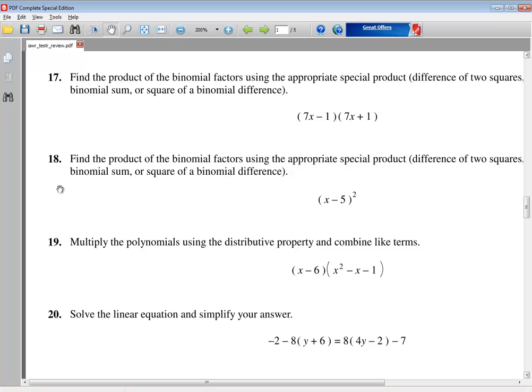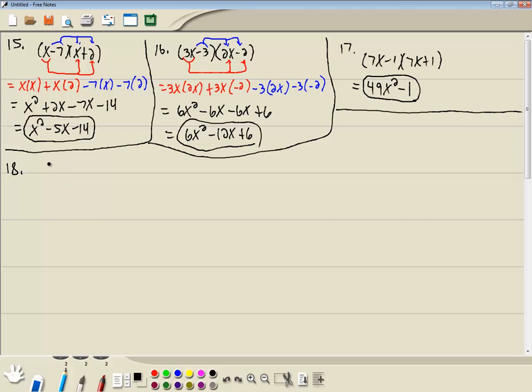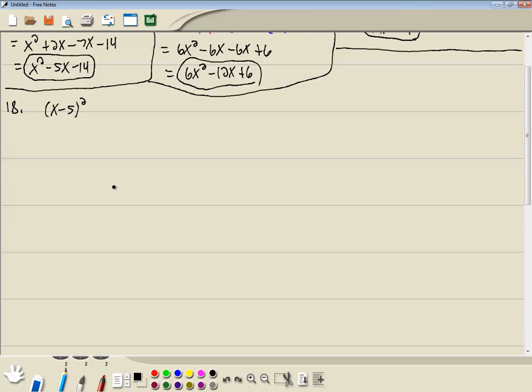Number 18. We got x minus 5 squared. On this one, x minus 5 squared, we're going to have to rewrite it. We'll rewrite it as x minus 5 times x minus 5. We can't just square the x and square the 5 because of the minus in there. If you got a plus or minus in the middle like that, then you have to rewrite it this way and then multiply everything together.